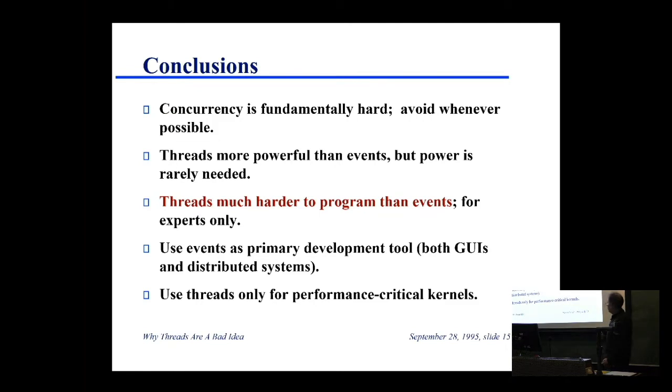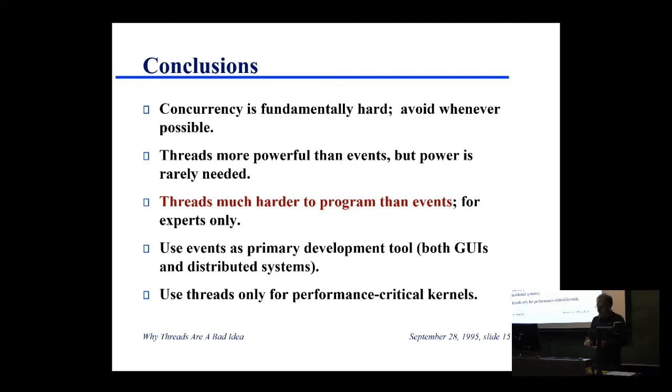However, concurrency is still hard, and the argument here is we should avoid it whenever possible. If we don't need to hurt our brain thinking about concurrency, then why do it? Threads are more powerful than events. We can keep a machine busy, but the power is rarely needed is the argument here.